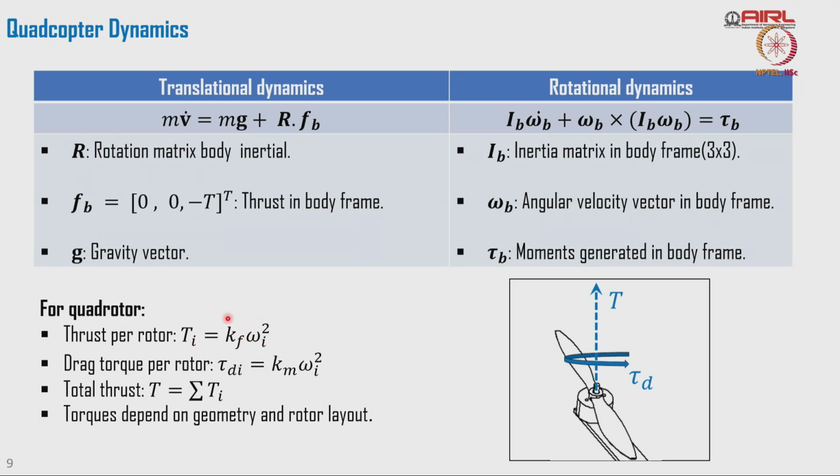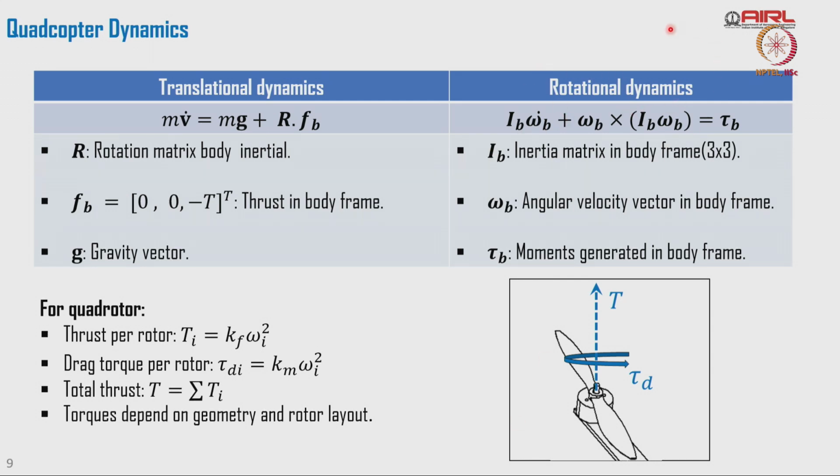I can just say Ti is kf omega i square with respect to rpm. There is a constant with respect to that, and the individual thrust can be measured. The drag per rotor, the torque that we measured, is also quadratic in nature. The tau di per rotor is some constant km omega i square. So, the total thrust T is the summation of all Ti, for the quadcopter T1 plus T2 plus T3 plus T4, but for another multi-rotor system you should sum over all of them. The torque depends on geometry and rotor layout, how the rotors are laid out. We will discuss this later.